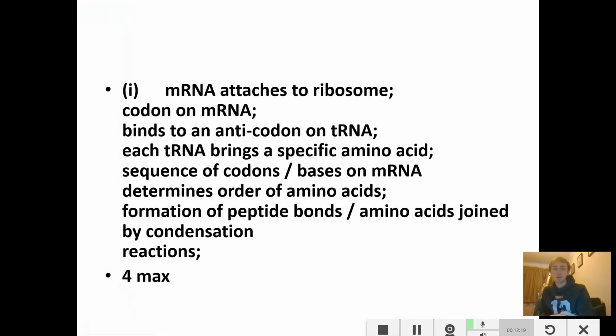mRNA attaches to ribosome. You get a mark for that. Codon on mRNA. You get a mark pretty much for writing the word codon. Binds to anticodon on tRNA. Each tRNA brings a specific amino acid. I wouldn't necessarily expect everyone to write that the sequence of codons determines the order of the amino acids, but that is true. And then the formation of peptide bonds by condensation reactions. So there are, I believe, 5 possible marks. I know 6. So hopefully everybody got their 4.